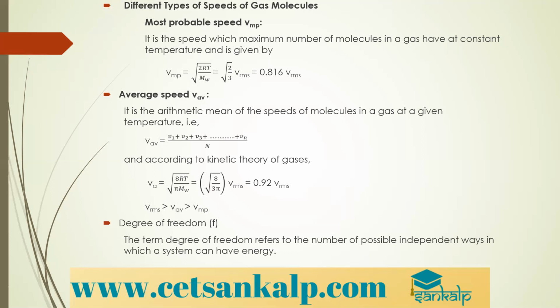Then our next concept is degree of freedom. So what is degree of freedom here? The term degree of freedom refers to the number of possible independent ways. So degree of freedom is the number of possible independent ways in which a system can have energy. So a molecule can have its energy in how many possible independent ways in which a system can have energy is called degree of freedom.